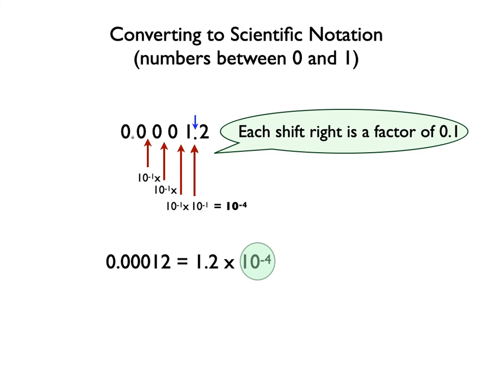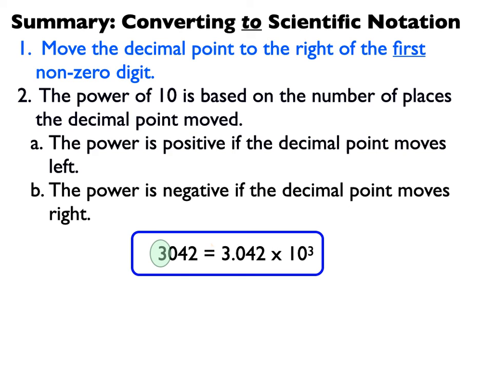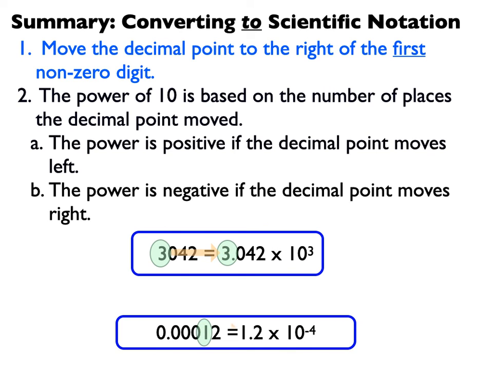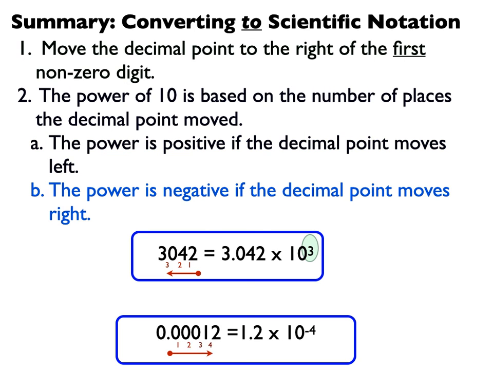To summarize, we use 2 steps to convert a number to scientific notation. First, we move the decimal point to follow the first non-zero digit. Notice how we did this in our 2 examples. We then determine the power of 10 from the number of places the decimal point moved. The power is positive if it moved to the left, and negative if it moved to the right.